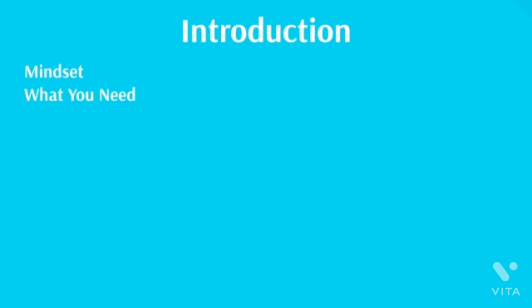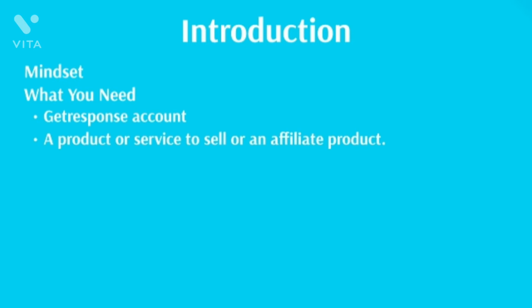Now let's talk about what you need. Obviously, you're going to need to have an autoresponder account, and we're going to be using GetResponse. So if you want to go to getresponse.com and create an account, you can do that, and we'll be walking you through step by step. You need to have a product or service to sell or an affiliate product. So either it's going to be your own product or it's going to be somebody else's product, but in either case, you're going to need to have an end goal.